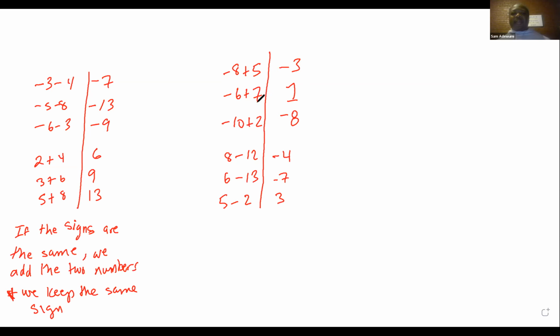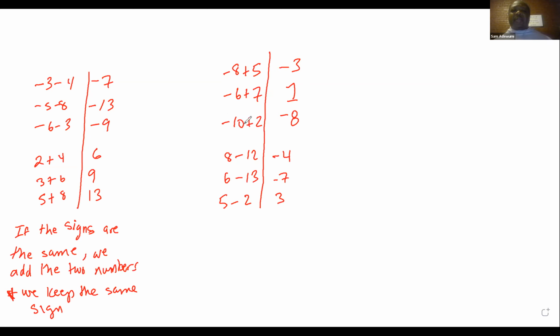-6 plus 7, right? So we're at -6. We see the plus sign, we got to run back over to the right, 7 spaces. Well, by the time we get to 0, we've used 6 of those spaces up, right, to get to 0. So what do we have left? We got 1 left, right?